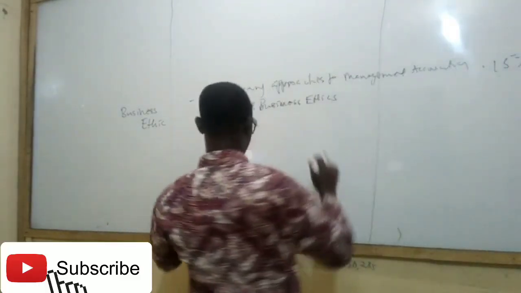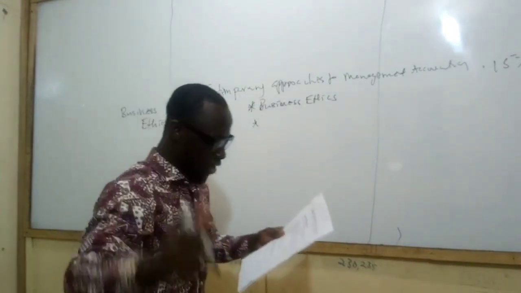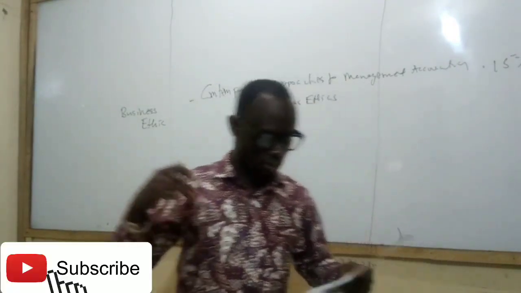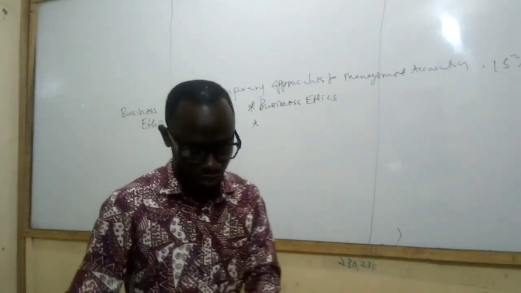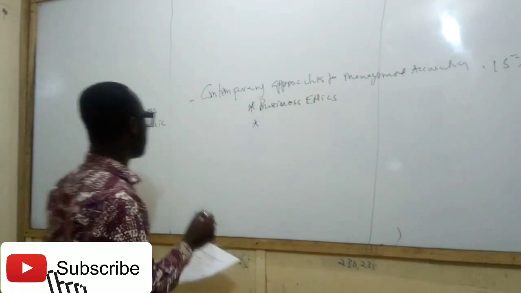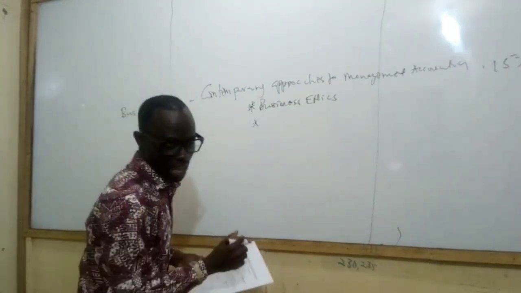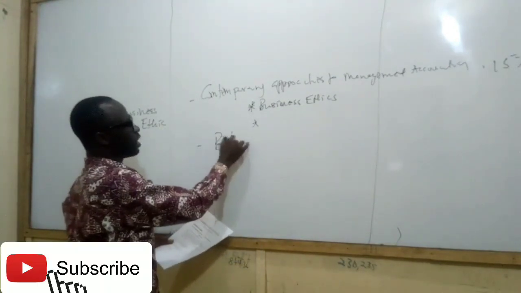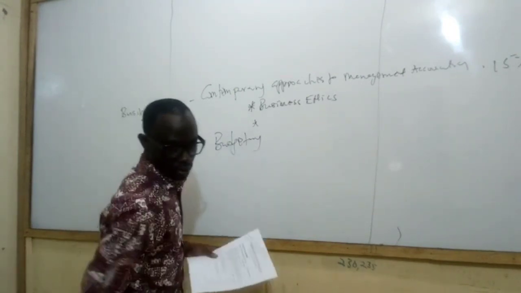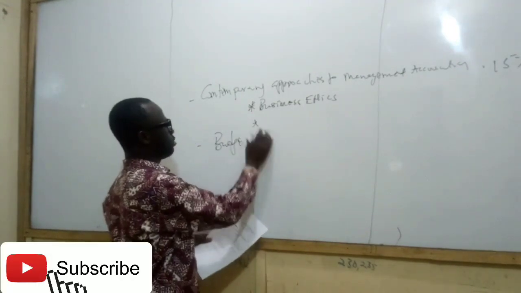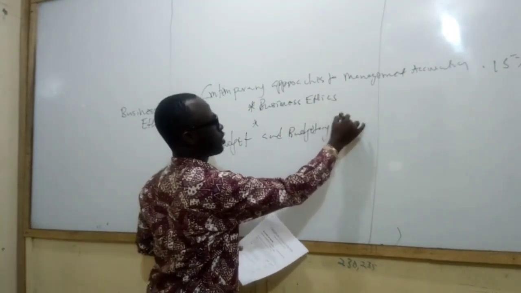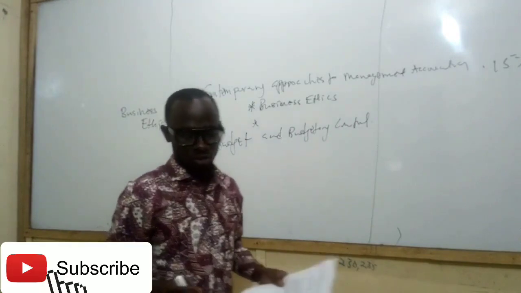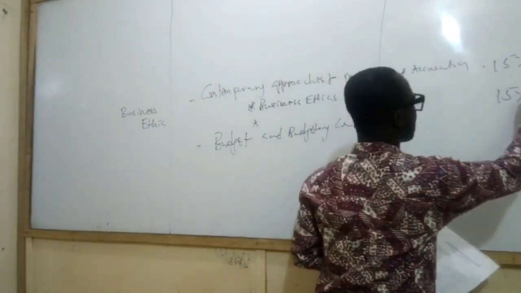So 15% from the syllabus weighting, and we'll be covering issues such as business ethics, balanced scorecard, throughput accounting, activity-based costing, value chain analysis. And that is already covered in my schedule there. The second aspect has to do with budgets and budgetary control. That is also a 15% aspect.